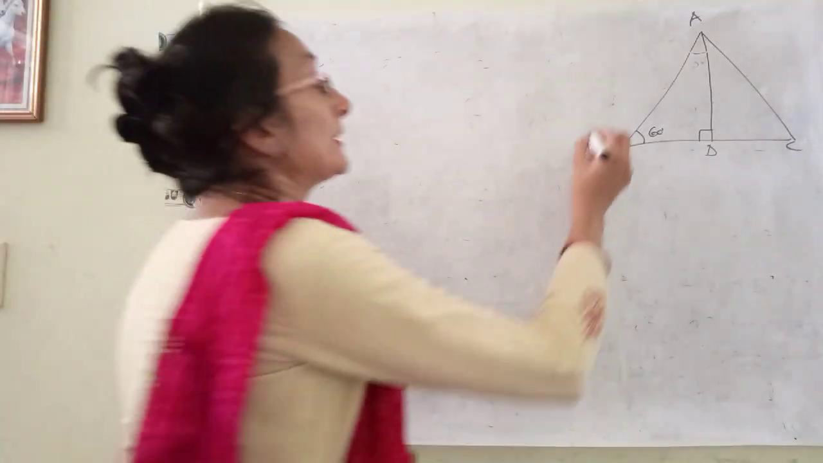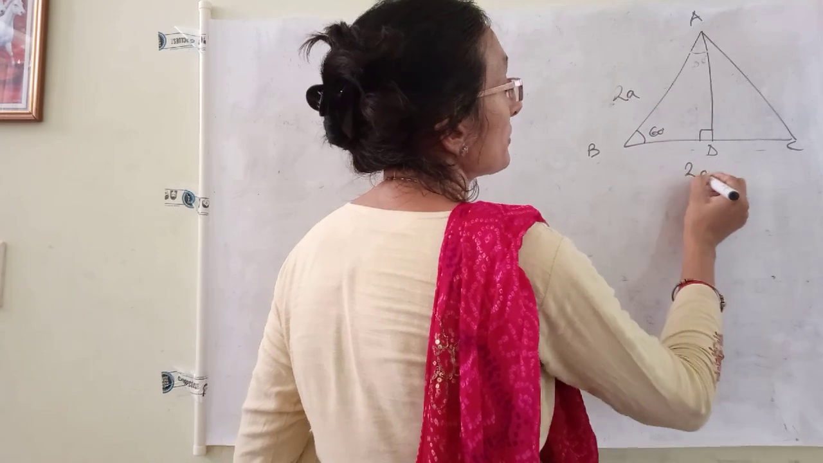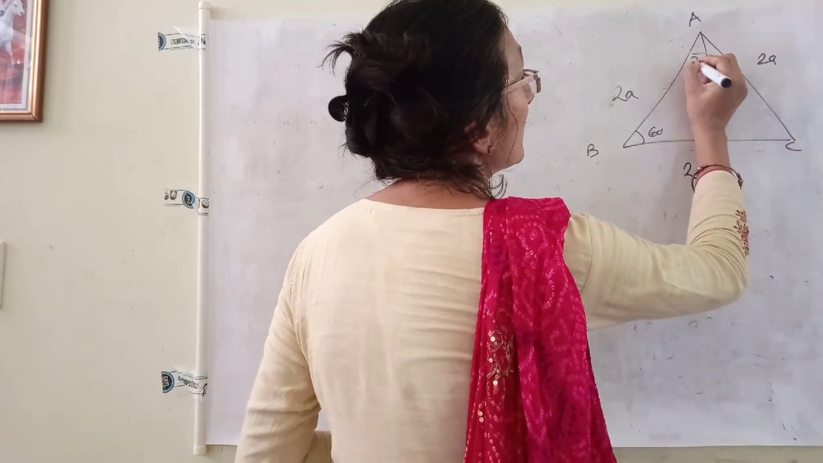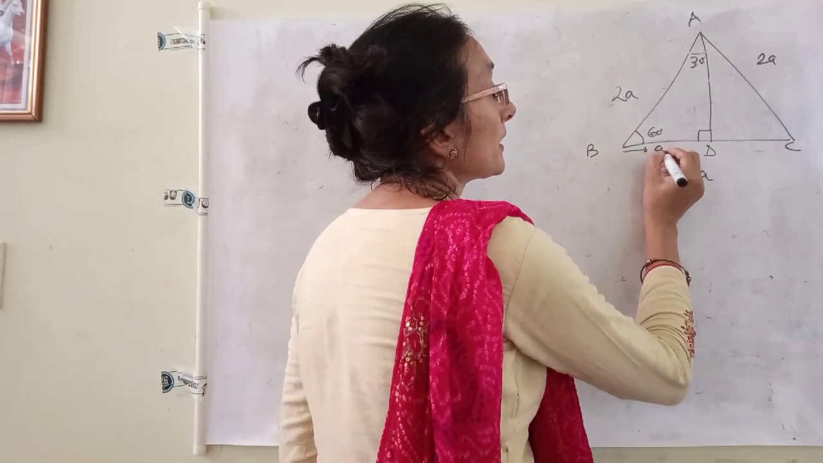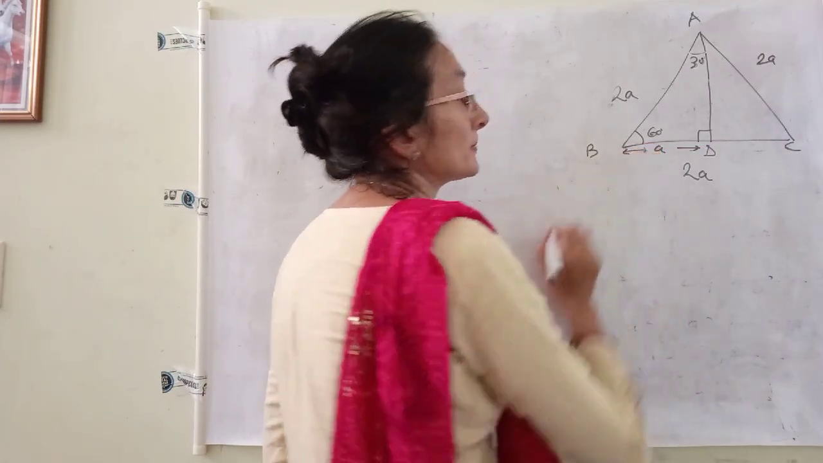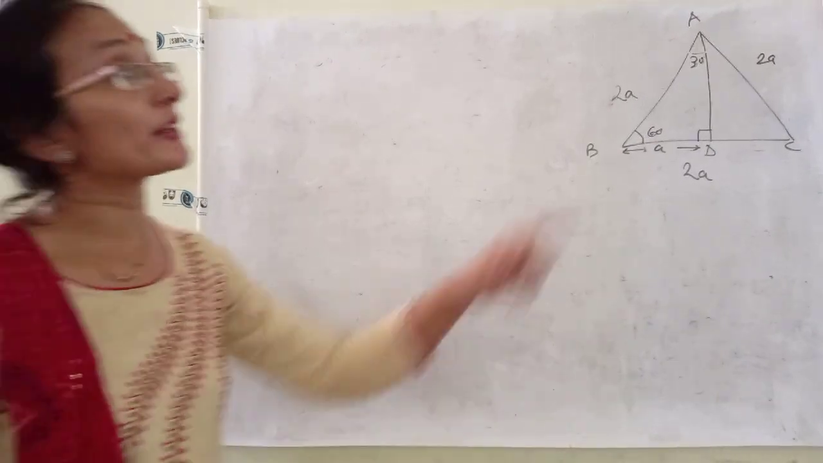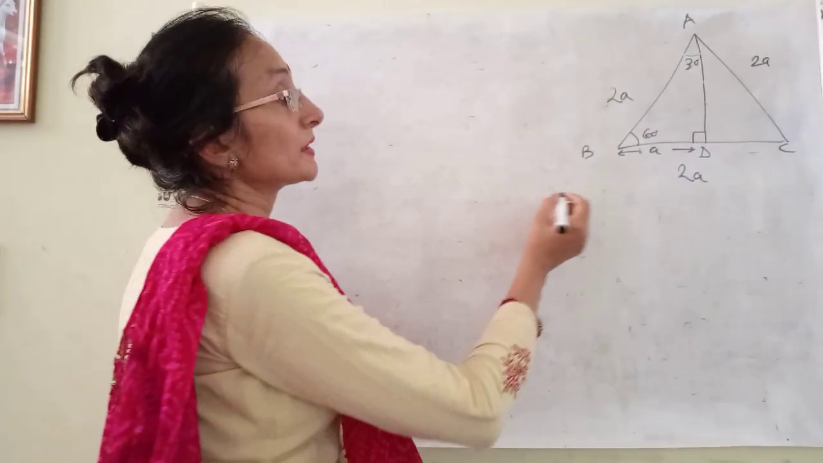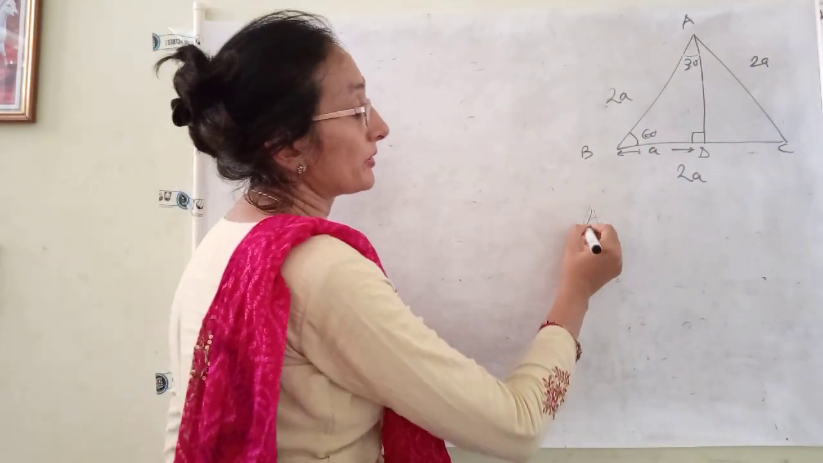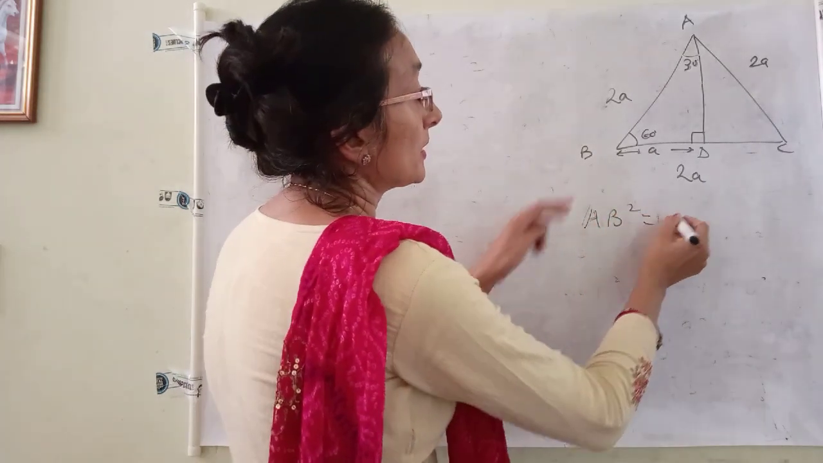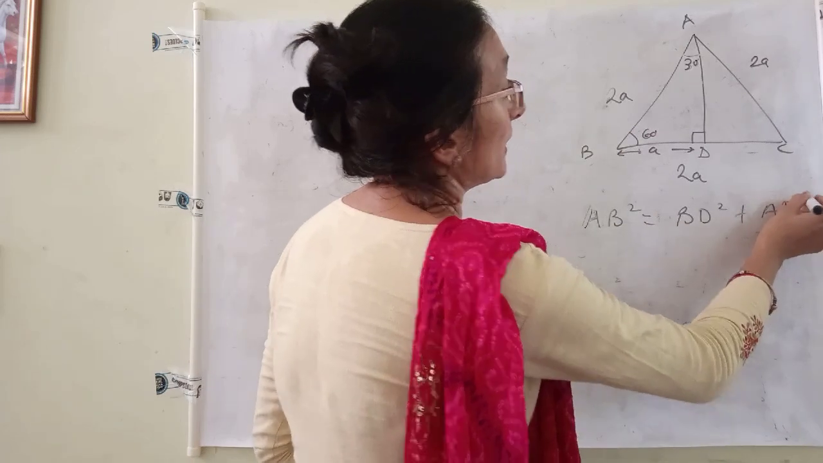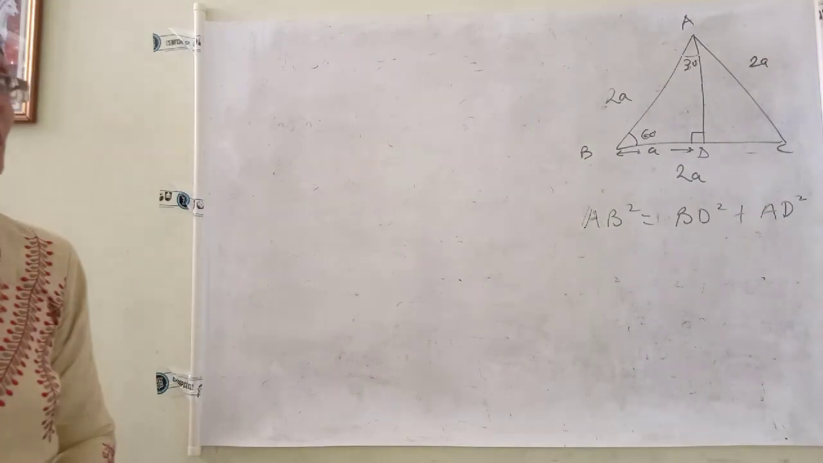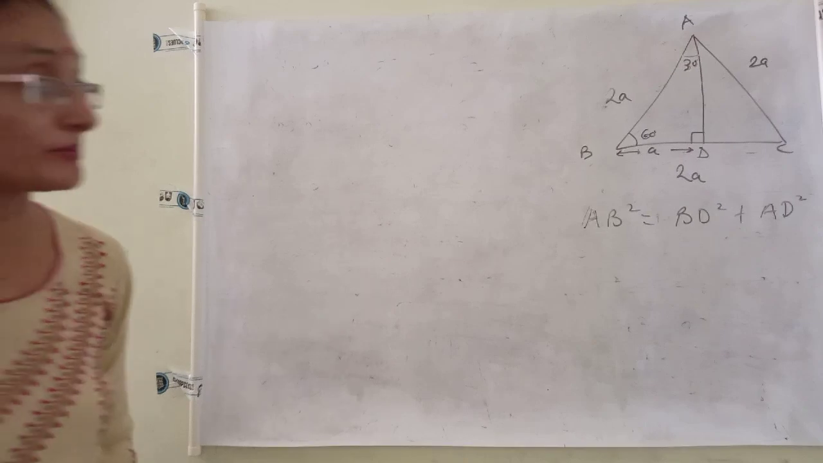Okay, let it be 2A, this is 2A and this is also 2A. So AD is median also, that means BD will be A. Right? We have to find the value of AD now. AB square will be equal to BD square plus AD square. Apply Pythagoras theorem so that we can find the value of AD.